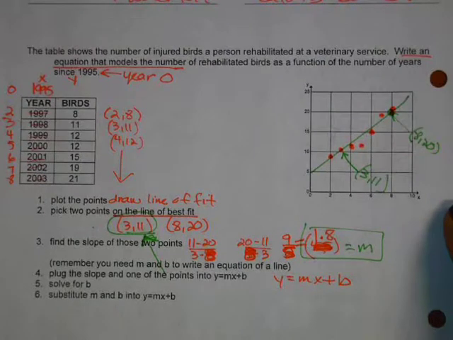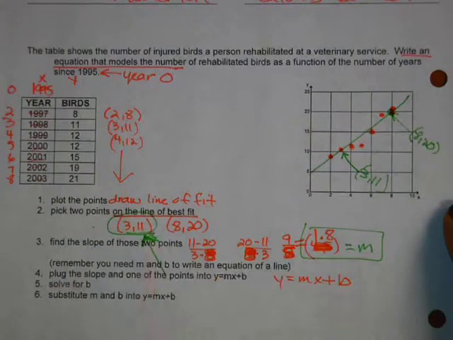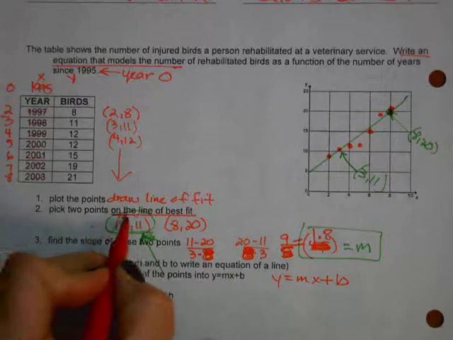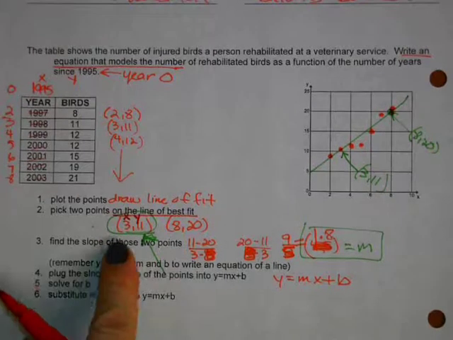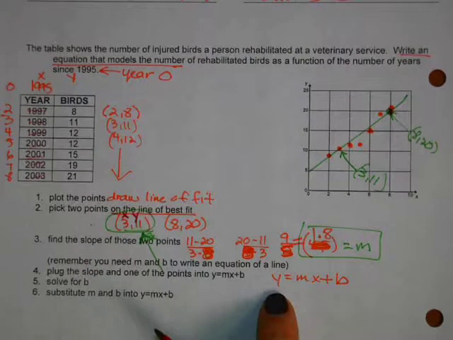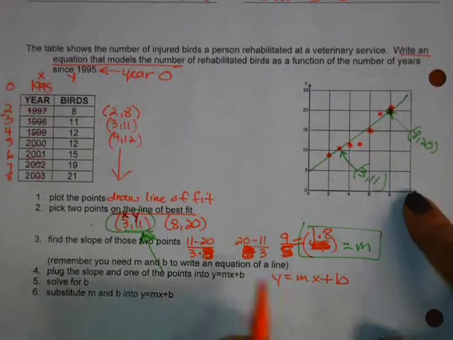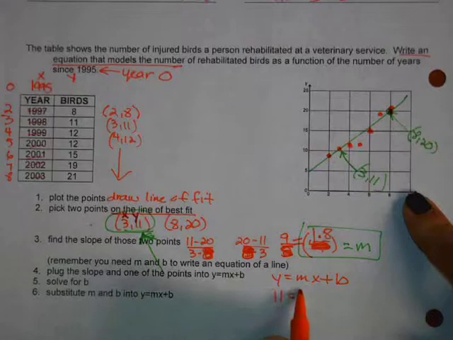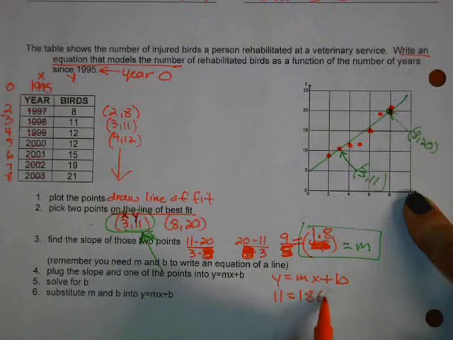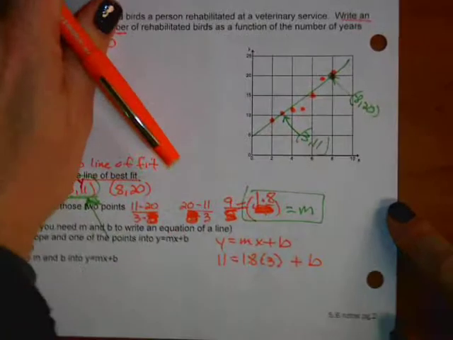Okay. So I'm going to use the slope and one of my points. Now remember, this is x and this is y, isn't it? That's x, that's y. So I'm going to plug in my y, my m, my x, and I'm going to find b. So it's going to look like this. My y is 11, my slope is 1.8, my x is 3 plus b. I need a calculator.